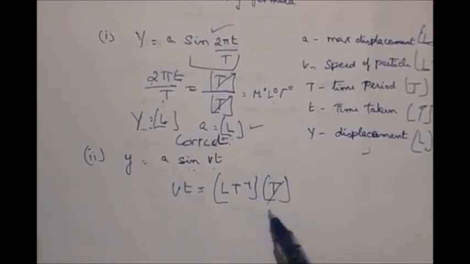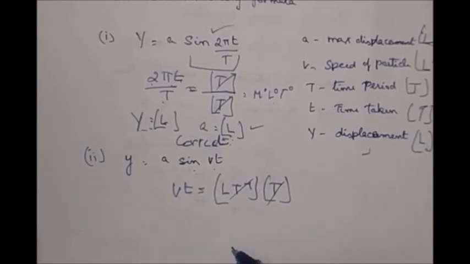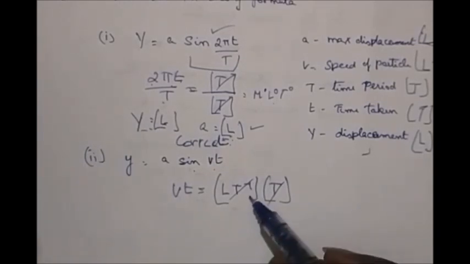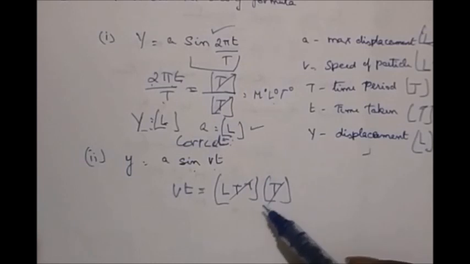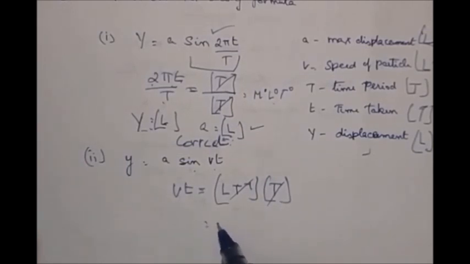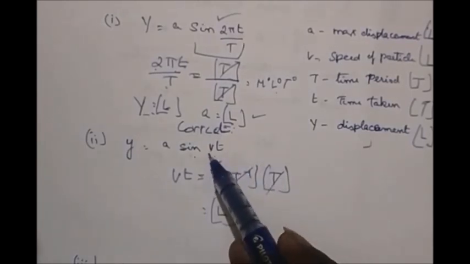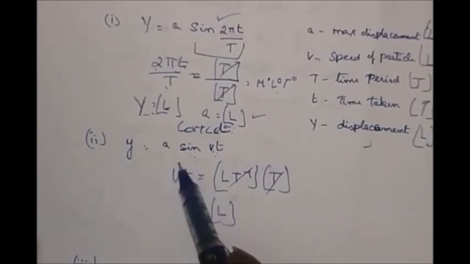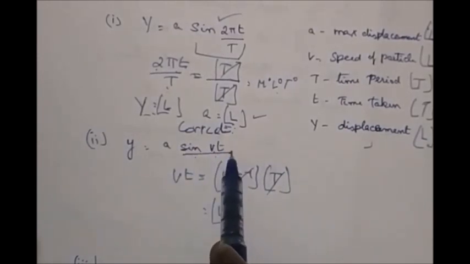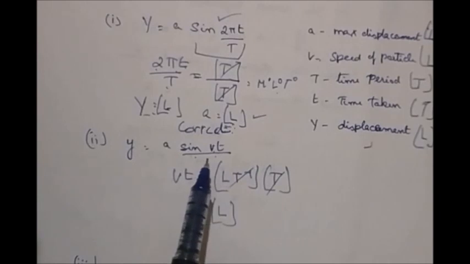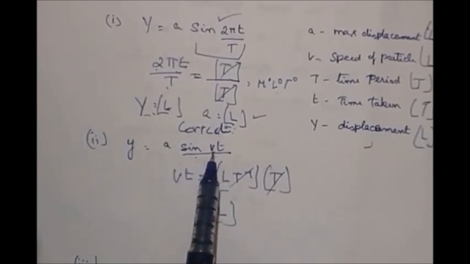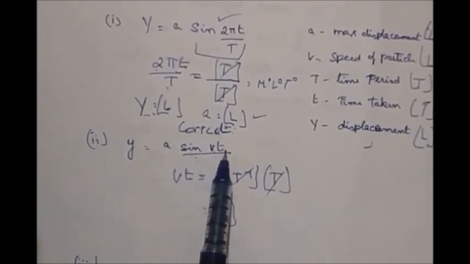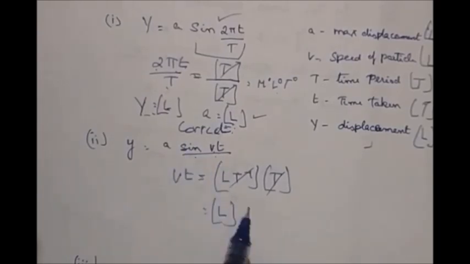So if this capital T and T minus 1 are here, they can get cancelled out. Finally you get a dimension of L here. It is not exactly dimensionless. It has a dimension here. Since it is a dimensional quantity, sine Vt can never be possible as an equation. You can never write sine of V into T, velocity into time, for the time term.